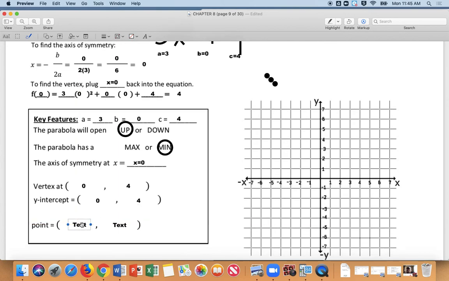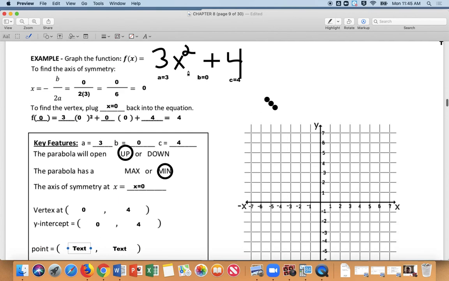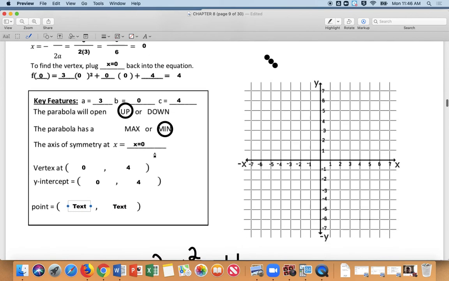So the point I picked was 1. If I plug in 1, I have 1 squared times 3 is 3 plus 4. That's 7. So it was 1, 7. Now I plot my points. So 0, 4, 1, 7.